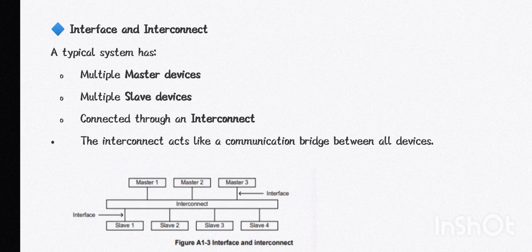Interface and interconnect. A typical system has multiple masters and multiple slave devices connected through an interconnect. The interconnect acts like a communication bridge between all devices. The AXI protocol provides a single interface definition for the interfaces between a master and the interconnect, between a slave and the interconnect, and between a master and slave. This interface definition supports a variety of different interconnect implementations.